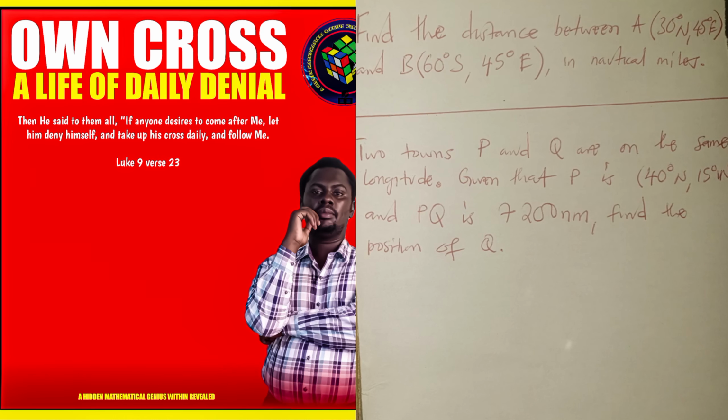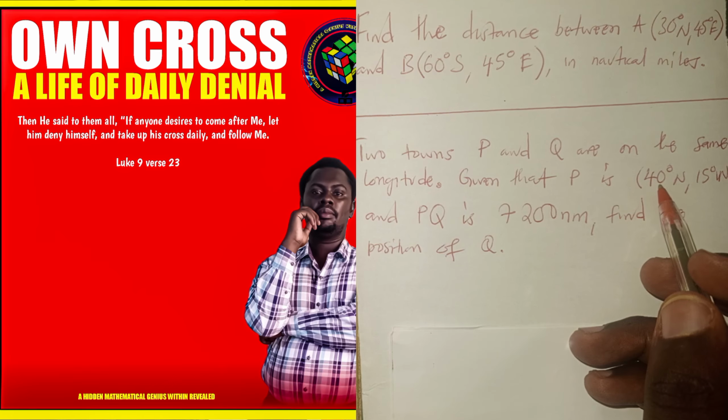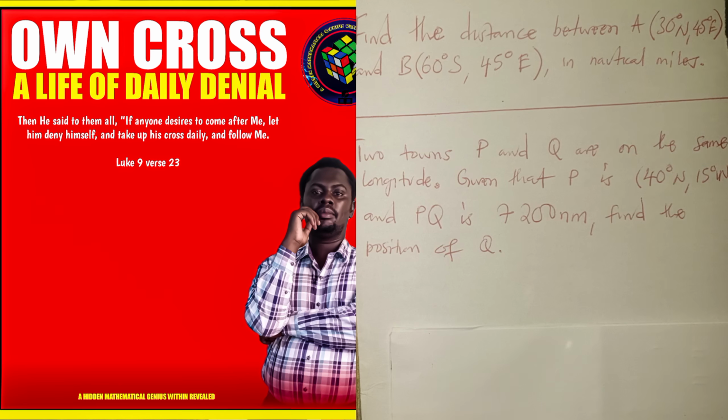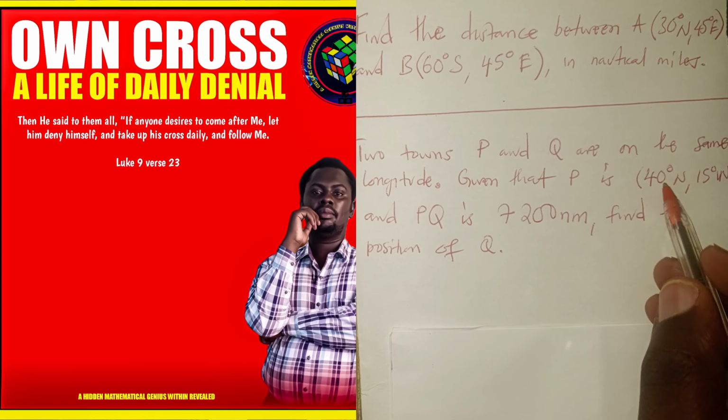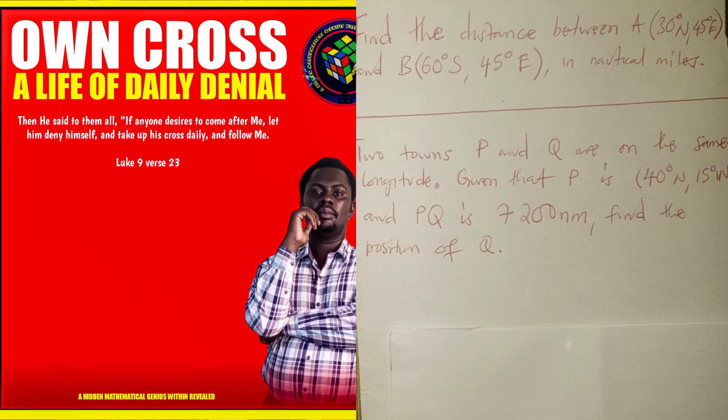Two towns, P and Q, are on the same longitude. Given that P is 60 degrees north and 15 degrees west, that is the latitude and longitude of point P, and PQ is 7,200 nautical miles. Find the position of Q.